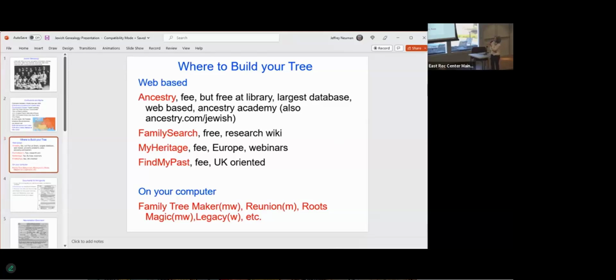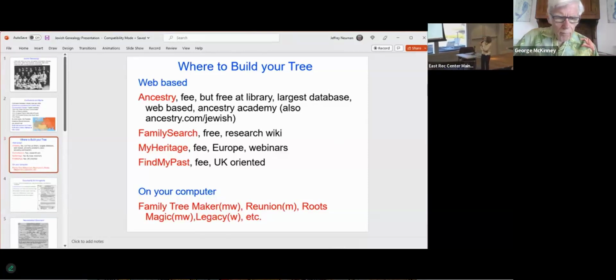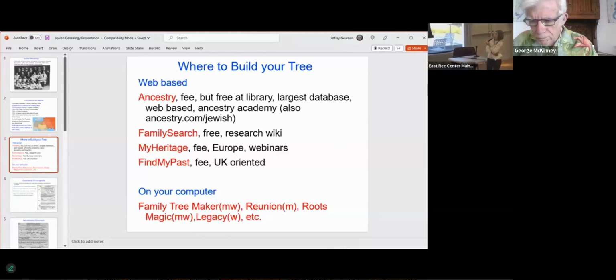At one point, I also created a little bit of my tree on MyHeritage. And the reason I did that is because they have more people from Europe and from Israel on MyHeritage. And I did get some more fourth cousins and things like that, but nobody close. So I stopped doing that. And then Find My Past is oriented towards Great Britain. And both MyHeritage and Find My Past and Ancestry do charge a fee.